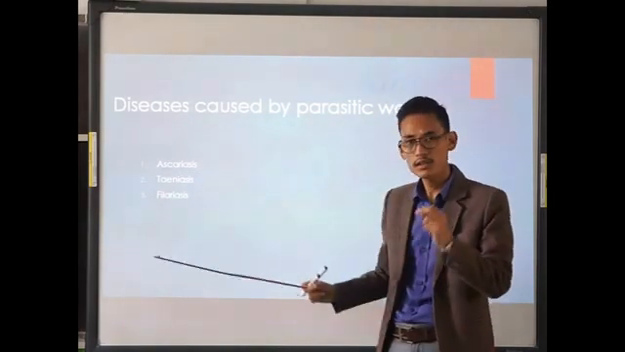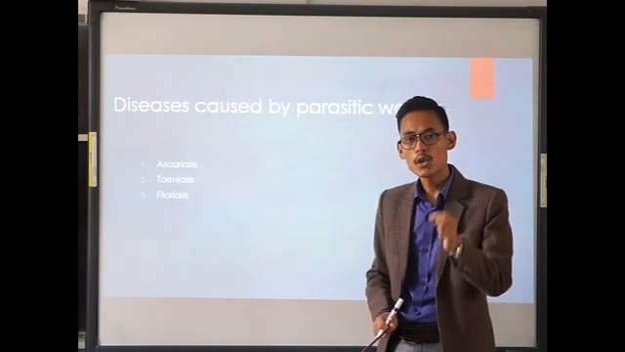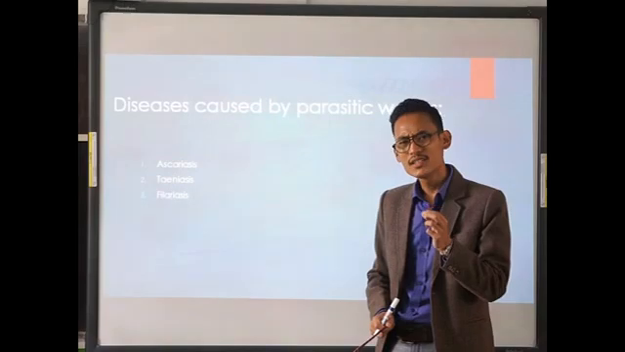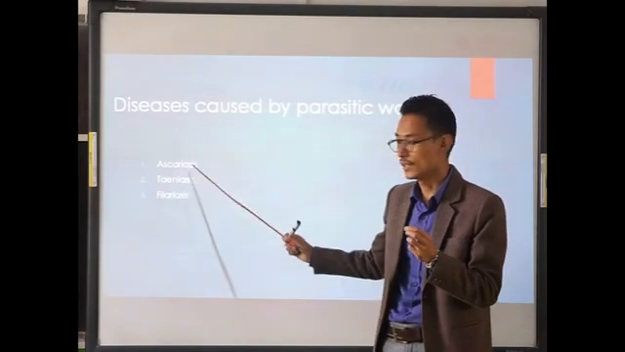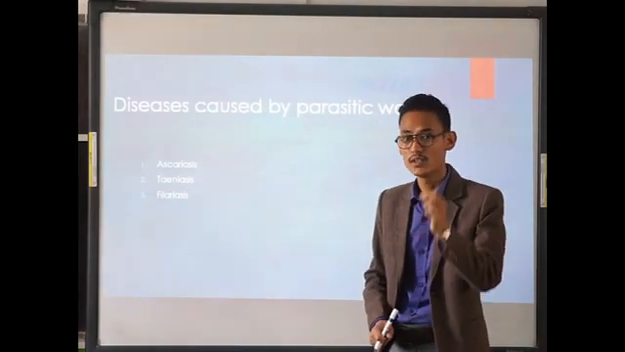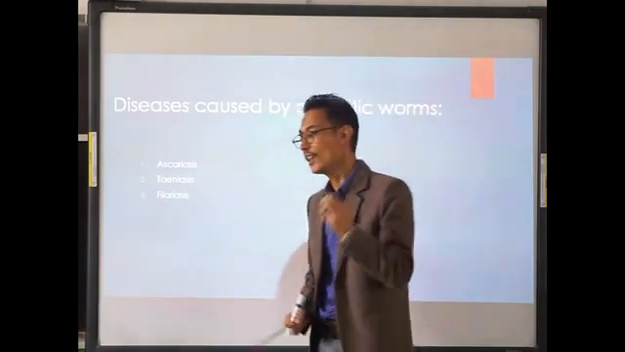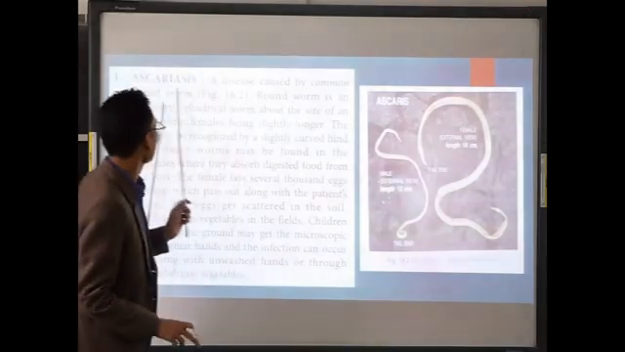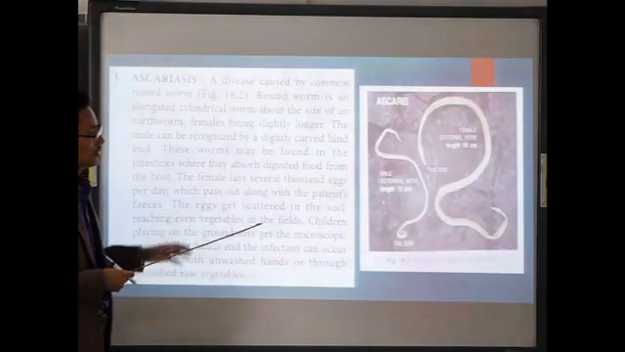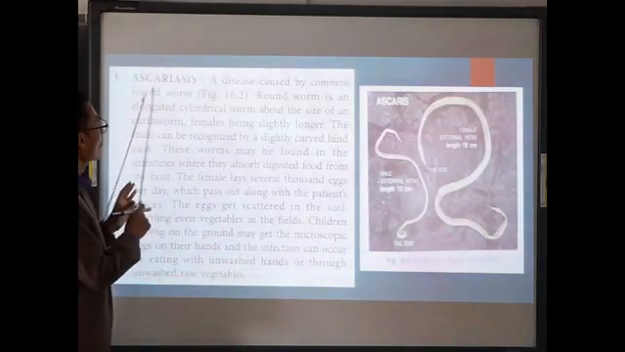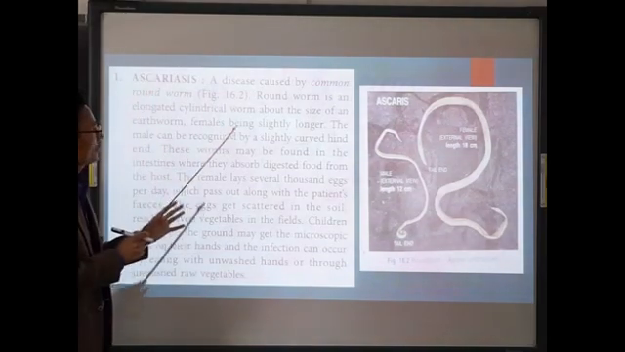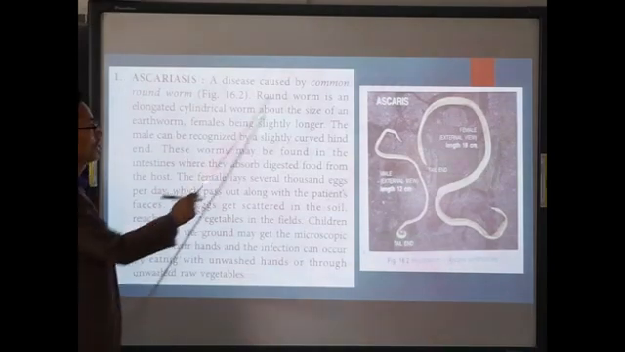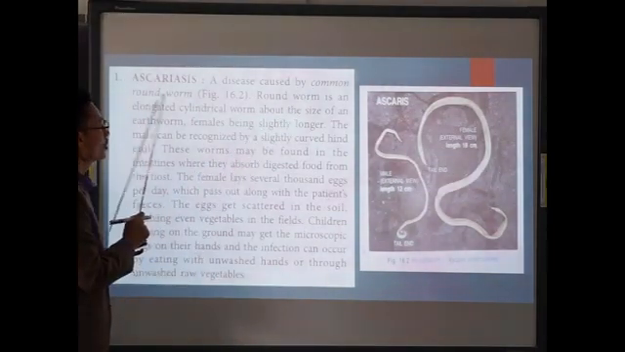The most important thing here is that you have to remember the scientific name of the causative agent that causes this particular disease. Clear? You have to remember the scientific name. First of all, we will learn about ascariasis. I have written from the book, so it will be easier for you. Ascariasis is mainly caused by a common round worm.